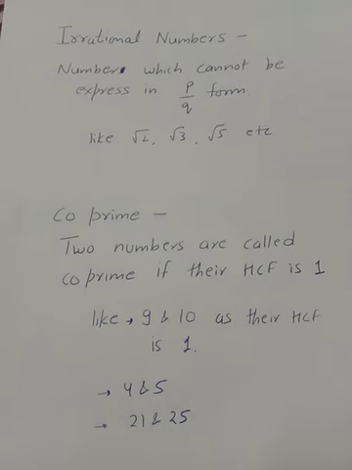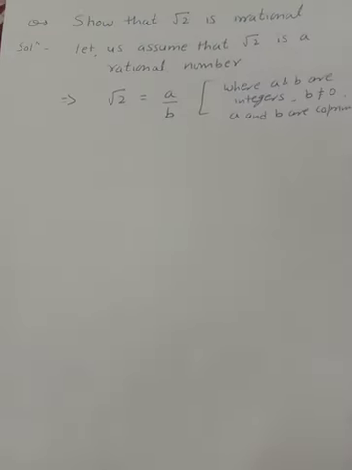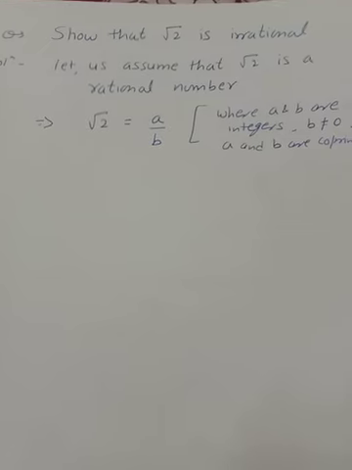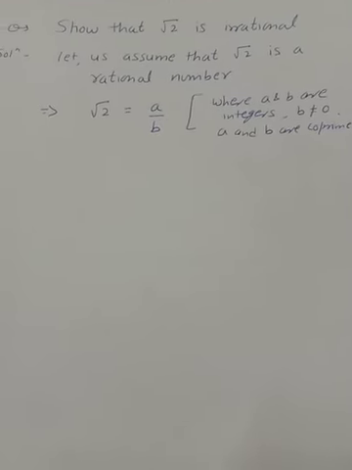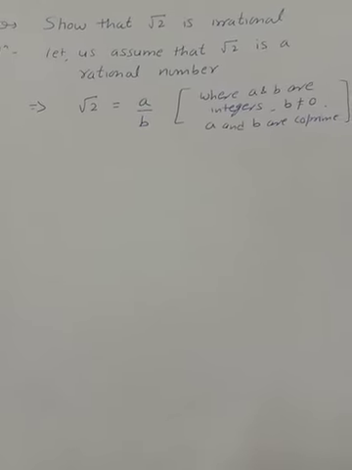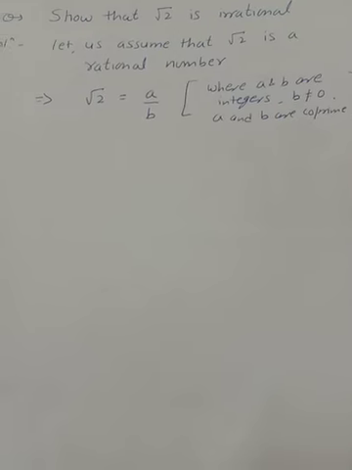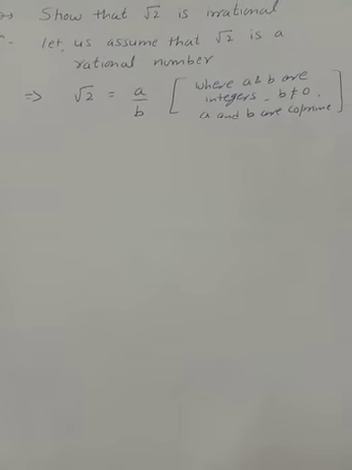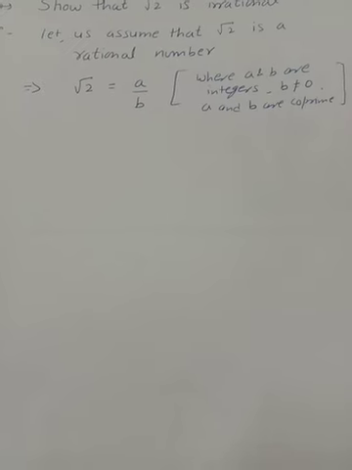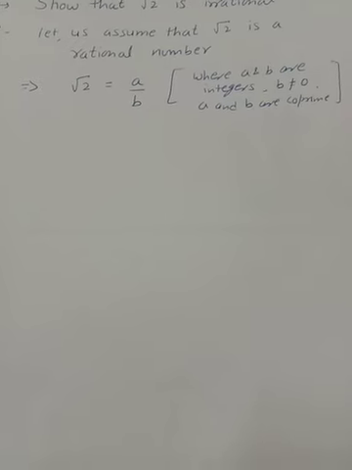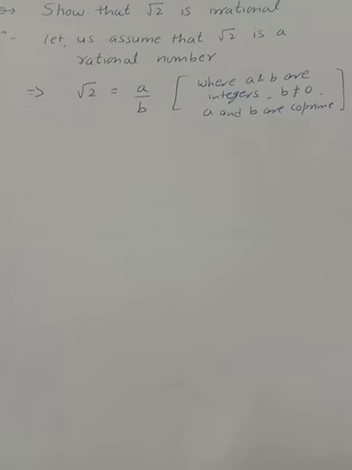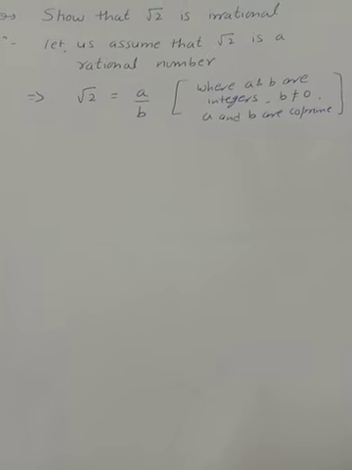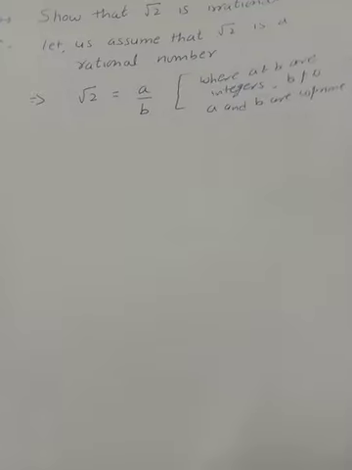Now you will get a question that you have to show that root 2 is irrational. So what we will do, we will assume that root 2 is a rational number. So if root 2 is a rational number, you can write it in the form of a by b, where a and b are integers, b cannot be 0, and one more thing we are mentioning here, that a and b are coprime. It means their HCF is 1.